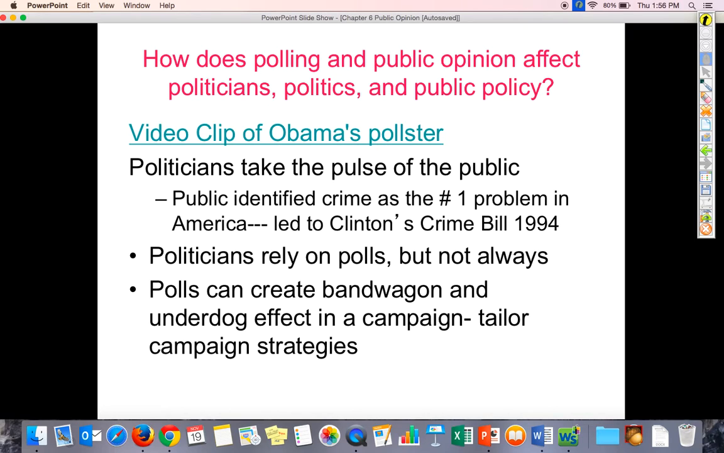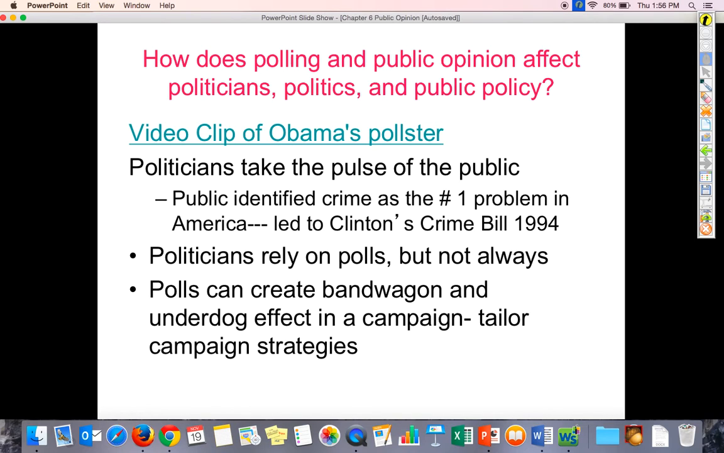Politicians often take the pulse of the public through polling. It's one of their best ways to stay connected with it. But you can also turn a poll to your advantage if you're trying to get something passed. One example of how President Clinton used polling is on the crime bill. The American public had identified the number one problem in America was crime. And so Clinton, as part of his domestic program, made stopping crime one of his priorities, which resulted in the Clinton crime bill of 1994.